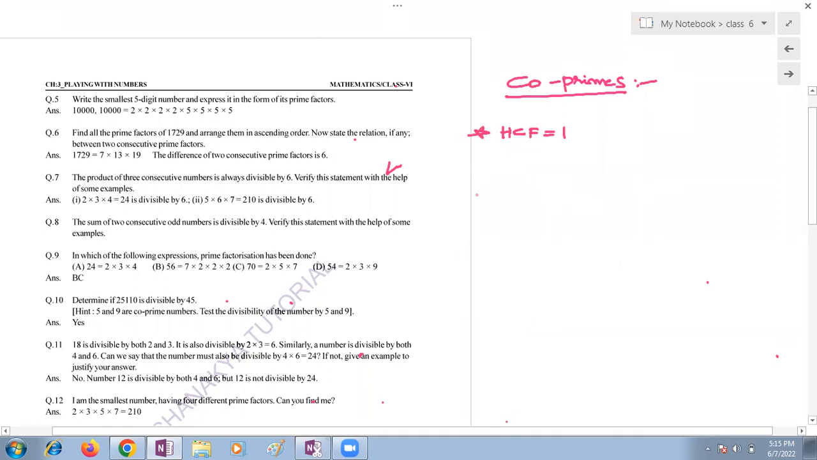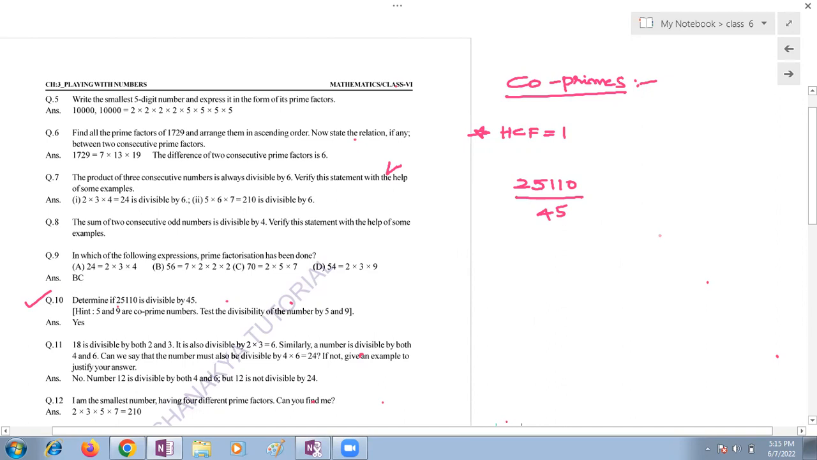Suppose you see in the question, what is question number 10? You can see the number 25,110. Is it divisible by 45 or not? That is our question. So there is no need of going with the 45 table. They gave some hint here.